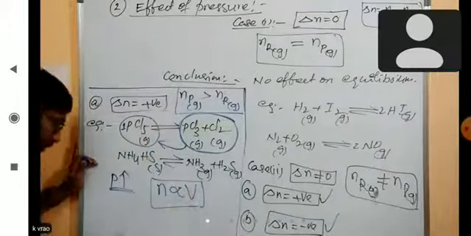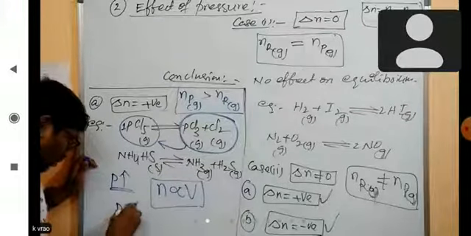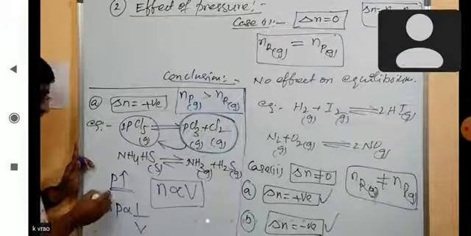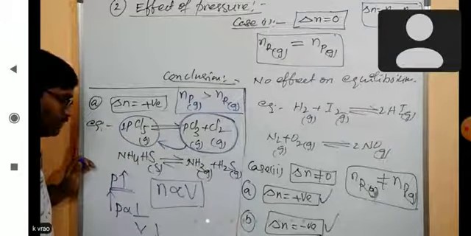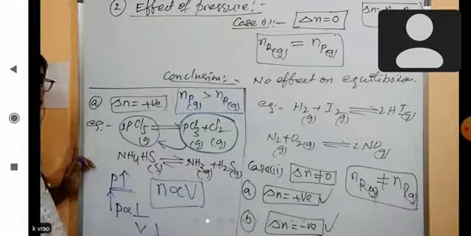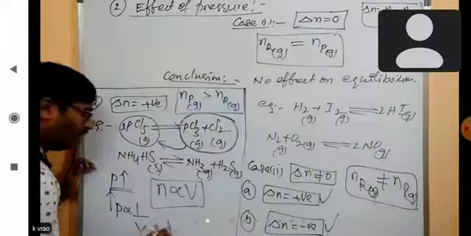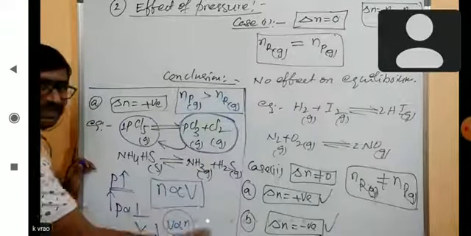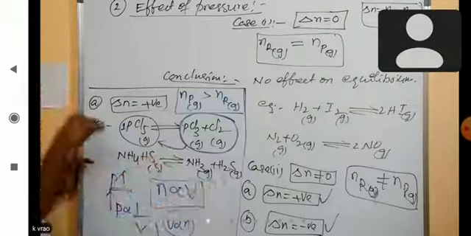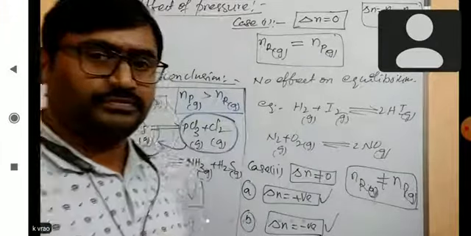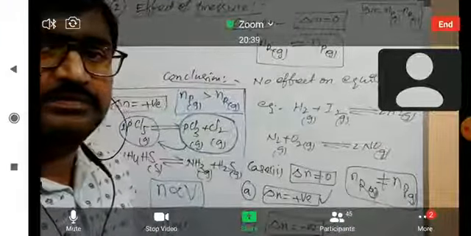See the conclusion. Pressure is inversely proportional to volume. If I increase the pressure, volume decreases, so the equilibrium will shift towards the decrease in volume side. And volume is directly proportional to number of moles, which means the reaction will shift toward the decrease in number of moles side. Got it? Is it clear?